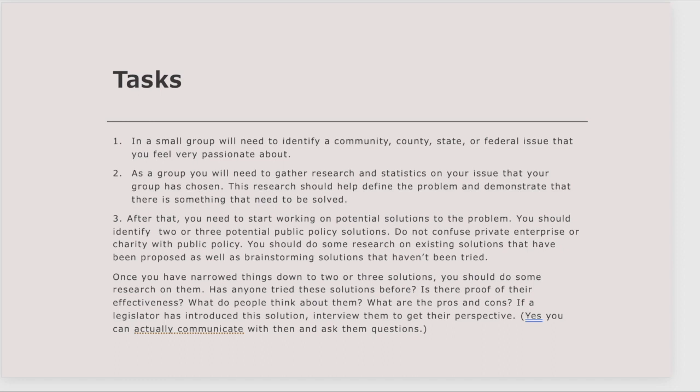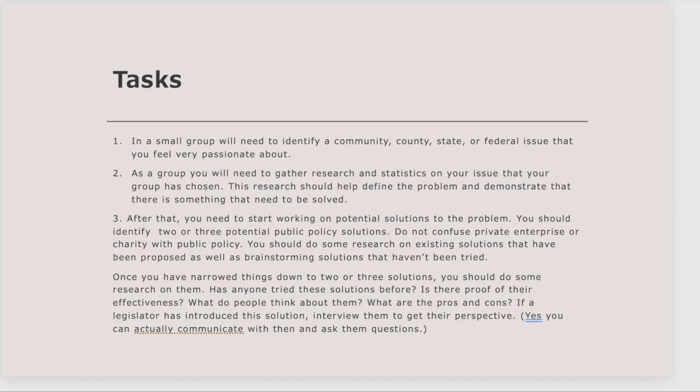You should do some research on existing solutions that have been proposed, as well as brainstorming solutions that haven't been tried. It's also okay to not just look within the United States. Maybe another country has had this issue. What have they tried to do to fix this issue? Were they successful, or was any aspect of their solution successful? Maybe you can tinker with it a little bit to improve upon it.